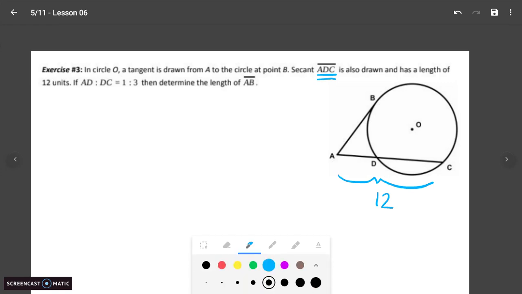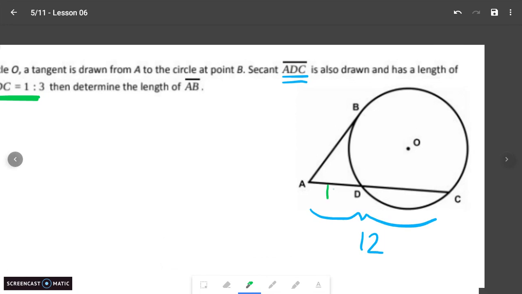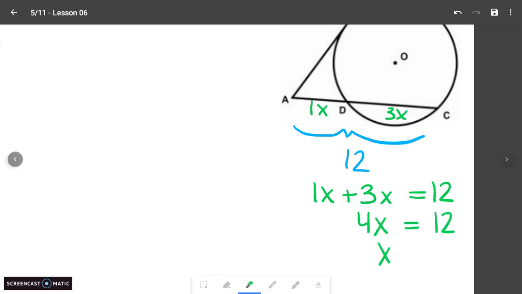There's a couple parts in this one. First we're going to use this ratio piece. Remember, it's telling you that AD is 1 and DC is 3 times the size of that. So what you could do is slap an x on here: 1x and 3x. Those two pieces together add up to 12. So we have 1x plus 3x equals 12. I'm looking at 4 pieces all together, so x by itself is 3. That means AD has a length of 3.